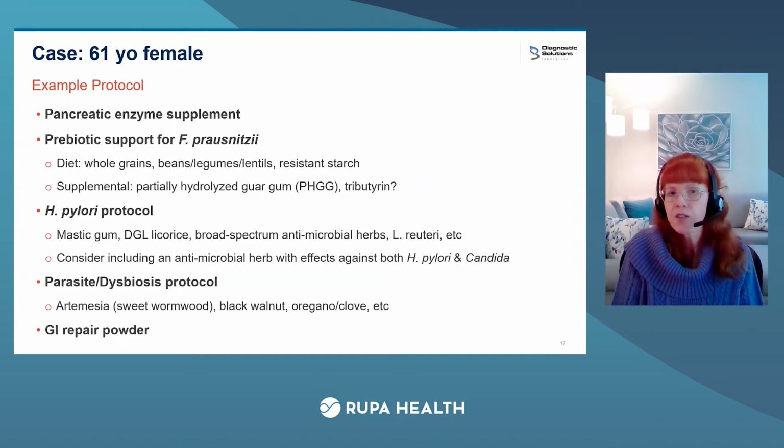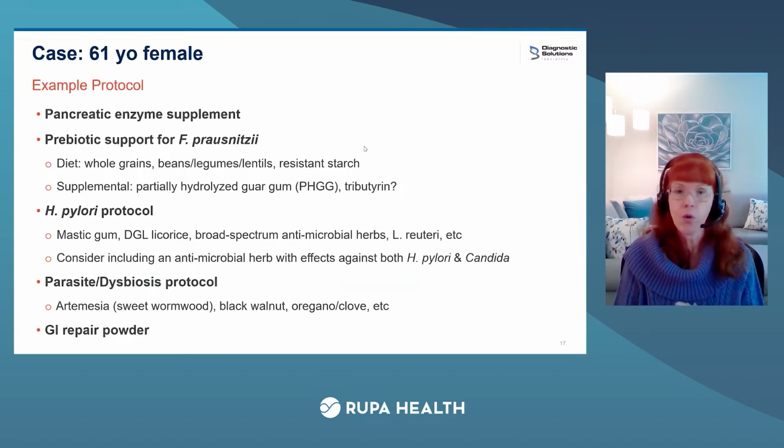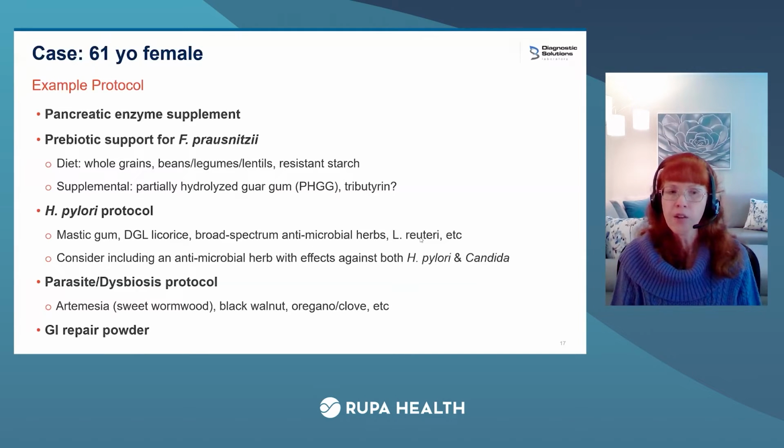Then we have our parasite/dysbiosis protocol. Now with parasites, key herbs tend to be Artemisia, which is sweet wormwood, black walnut, oregano, and clove. And then finally, the GI repair powder. So things with L-glutamine, zinc carnosine, slippery elm, etc.